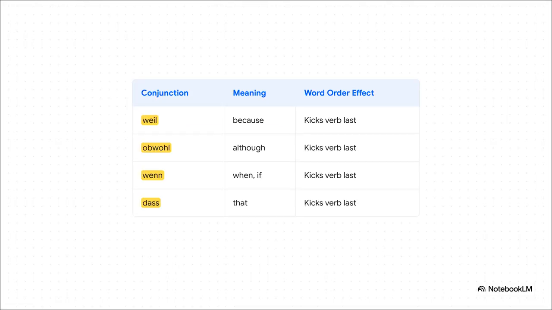So here are a few of the most common members. Weil, for because, obwohl, for although, wenn, for when or if. It doesn't matter which one you use. Their job is always the same. Find that verb and kick it to the back of the line.